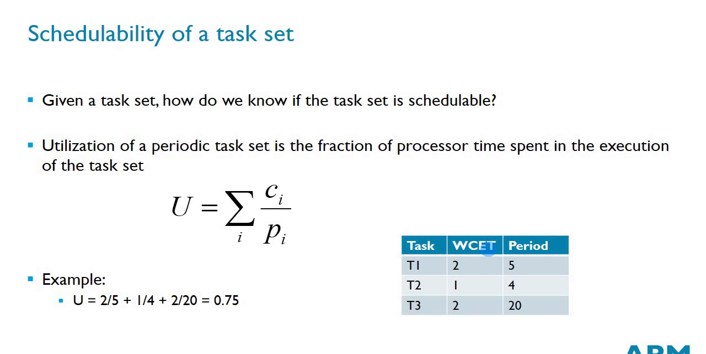How do I analyze schedulability? You can compute what is known as the utilization of a periodic task set. Utilization gives us an idea of how much of the processor's time is spent executing each of the individual tasks. Let's say I have these three tasks, each with specific computation times and periods. The utilization is the computation time divided by the period for each task. So 2 divided by 5, 1 divided by 4, 2 divided by 20, and add up everything.